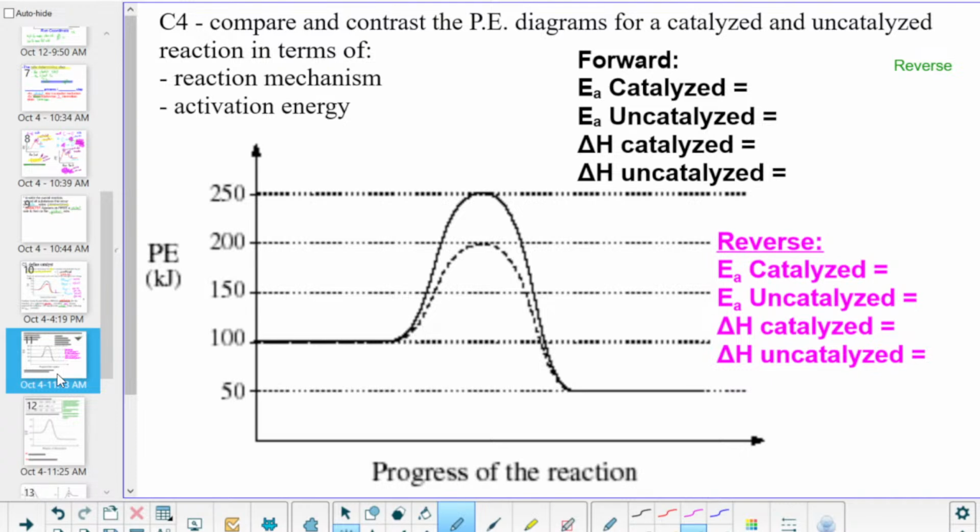Compare the... We have done something like this. But what I would like you to do is do it for both the forward and reverse reactions. So this is the forward reaction, and this one is the reverse reaction. Give me the energy of activation catalyzed and uncatalyzed and the delta H catalyzed and uncatalyzed.